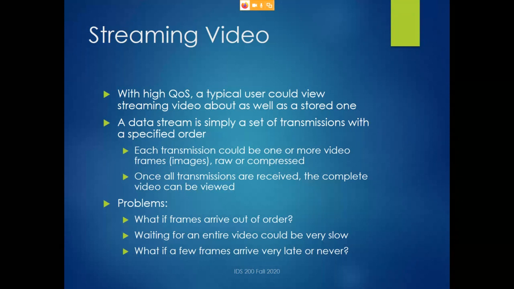You just say, give me enough video to get started watching it, and then bring in the rest while I am watching it. And then last question, what if a few frames arrive very late or never arrive at all? Well, the whole video download process stalls for a while, eventually it hangs up, and then says, so sorry, I didn't get it, try again later. That would kind of suck, right? In many cases, we'd rather watch as much of the video as we can right now and not have to wait for the whole thing to arrive. So these are some basic problems with video streaming.